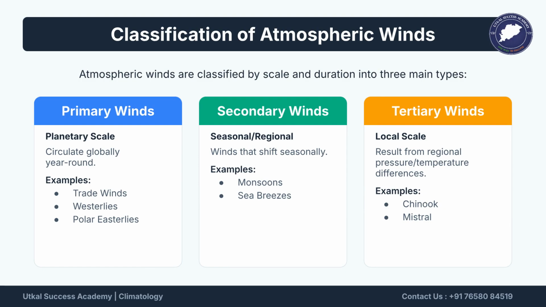Primary or planetary winds circulate globally year-round, like trade winds. Secondary or seasonal winds shift periodically, such as monsoons and sea breezes. Tertiary or local winds result from regional differences, like the Chinook and Mistral.